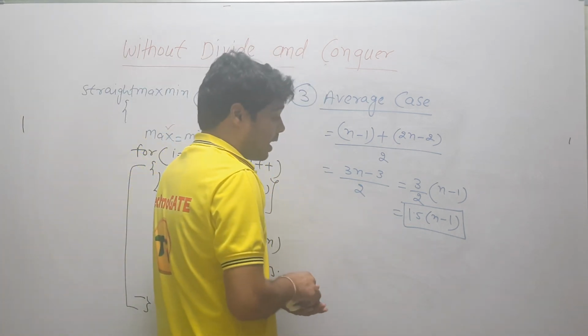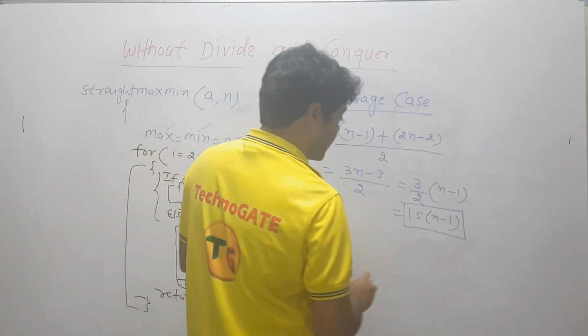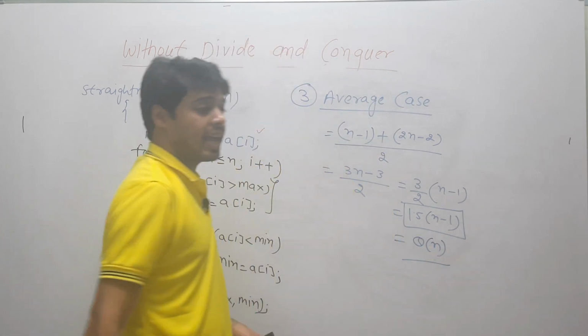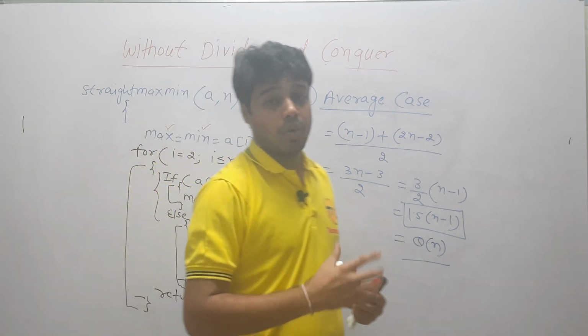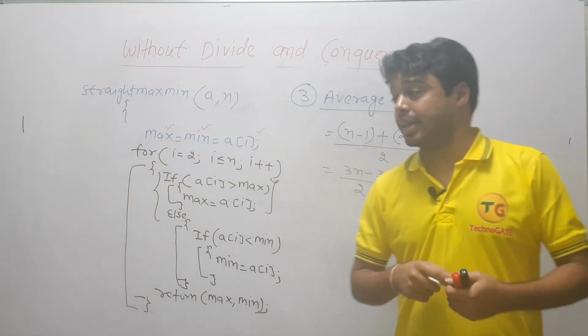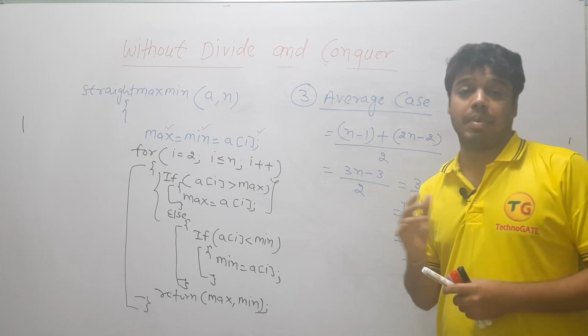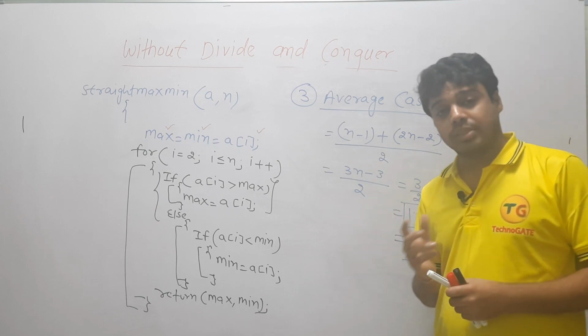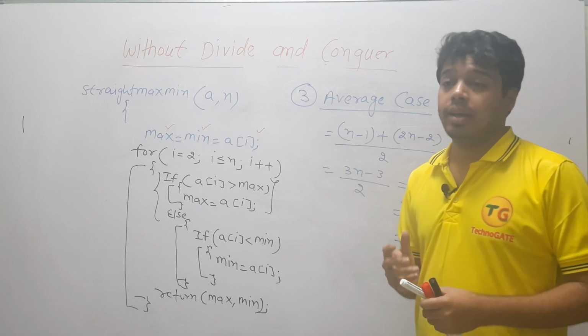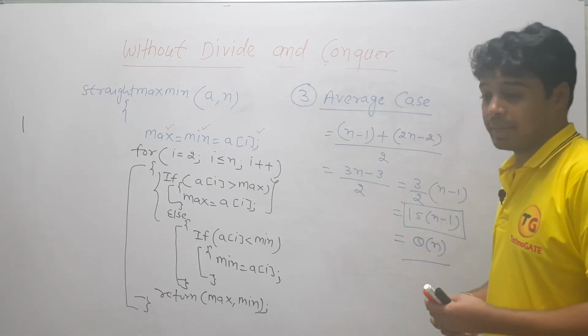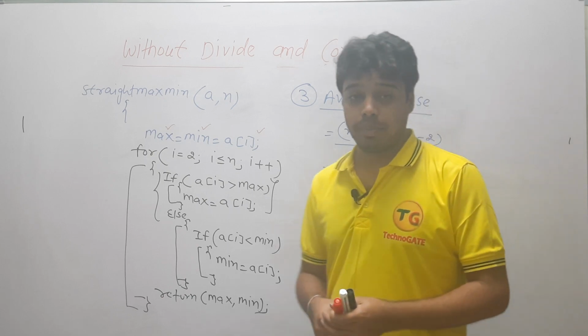So what is the complexity in the average case? Theta of n. The complexity is the same in all three cases, worst case, best case and average case, but the number of comparisons differs. In the best case n minus 1, in the worst case 2n minus 2, and in the average case 1.5 n minus 1. Theta of n comparisons are there.